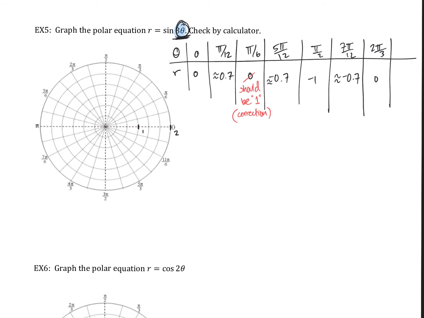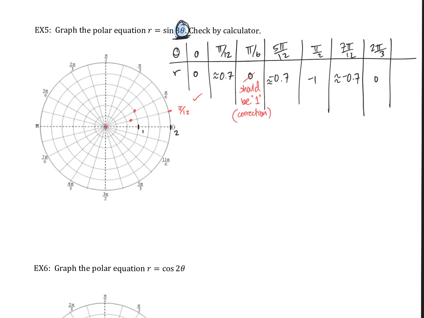At 0, we're going to stay at 0, okay? And then at pi over 12, what is pi over 12? Well, pi over 12 is half of pi over 6, so it's right here. That's going to be almost 1, so 0.7. So about there. And then at pi over 6, it's going to be equal to 1. And then 5 pi over 12, it's going to be negative 0.7.